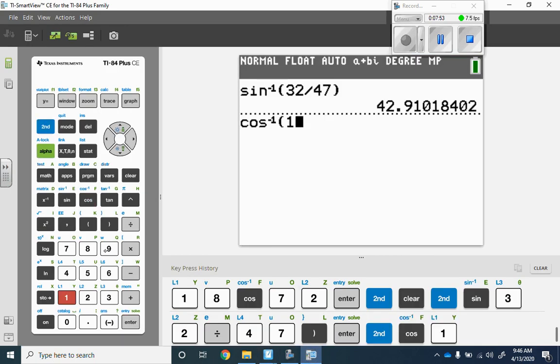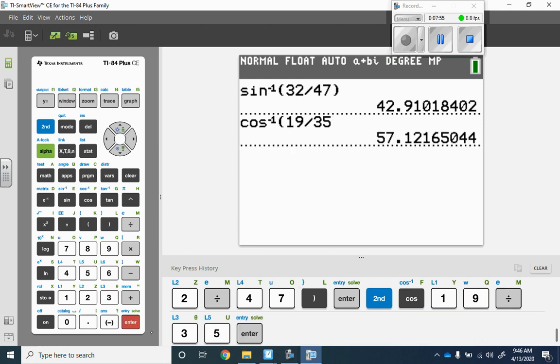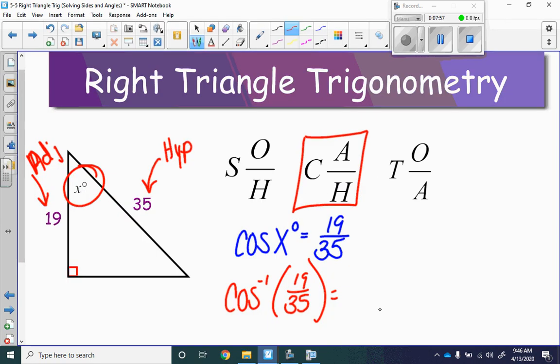So inverse cosine of 19 over 35, 57.12. And here's your angle.